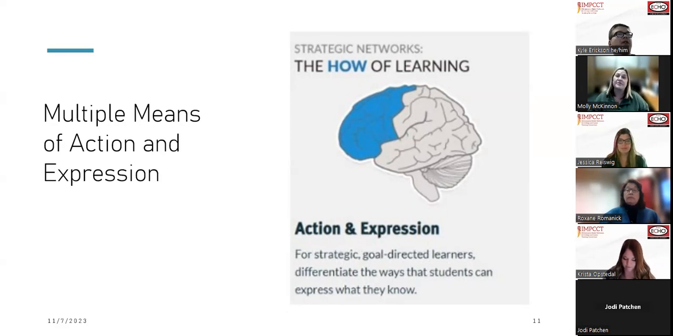Another big area that supports action and expression is assistive technology. Speech to text and text to speech is a really big one that can support some of those learners that might have a hard time either with the typing or maybe spelling if English is a second language, and so those words pop up for them. So that's one way, the multiple means of action and expression.